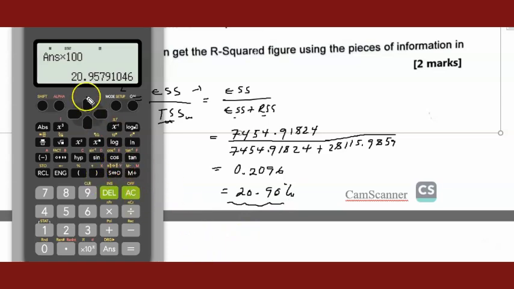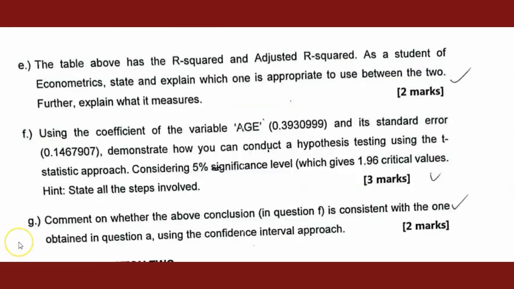We have one more question left. It could be someone to, not really sure. Let's just scroll down. Oh, this is our fifth question. The table above has the R squared and adjusted R squared. As a student of econometrics, well, economics just popped up in my mind, so I couldn't see that that was econometrics. But let's continue. State and explain which one is appropriate to use between the two, and explain what it measures. So which one would you pick as a student of econometrics? Adjusted or just R squared?